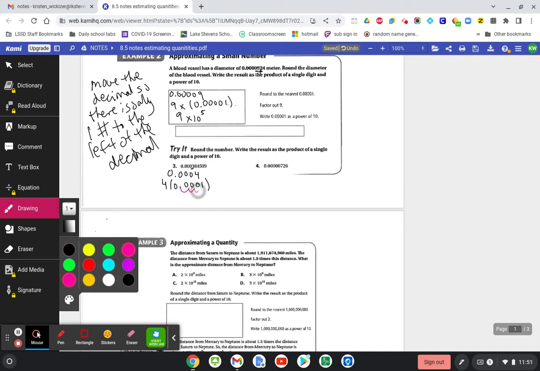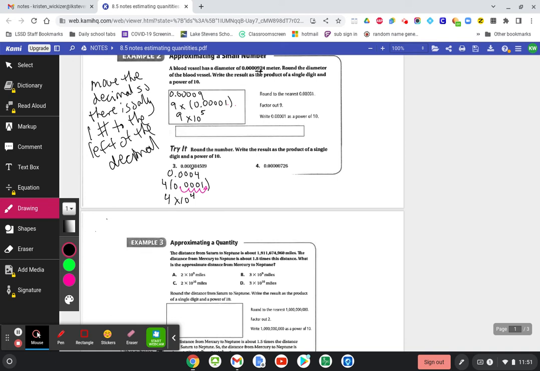We'd move over 1, 2, 3, 4, and sometimes it's helpful to actually draw in that you're moving it over. So I moved it over 4 places, which would make it 4 times 10 to the 4th power. Okay, pause the video, try number 4, and then once you've got number 4, unpause the video and come and check and see how you did.